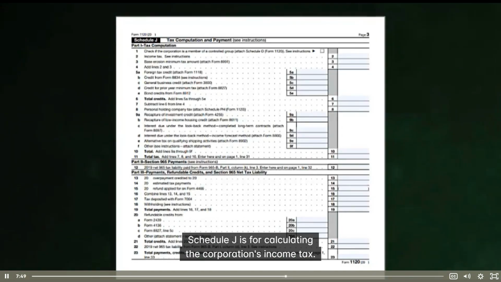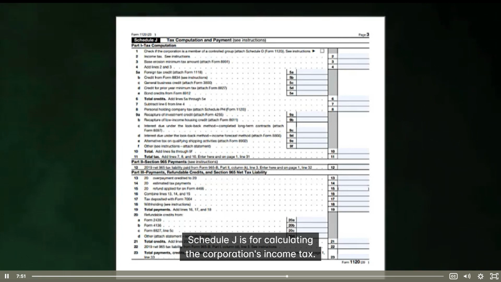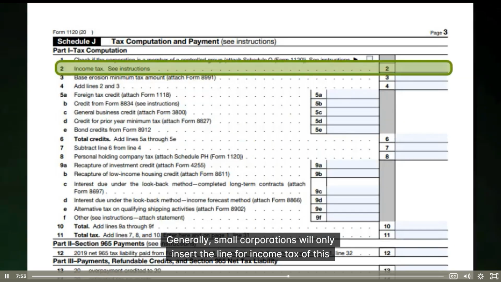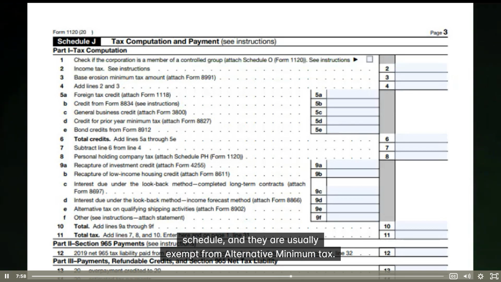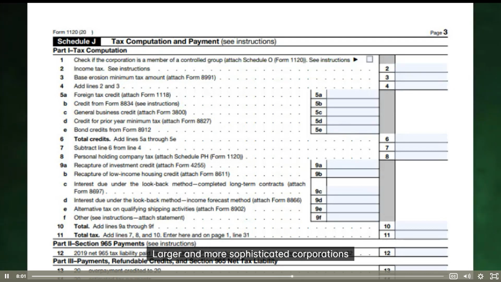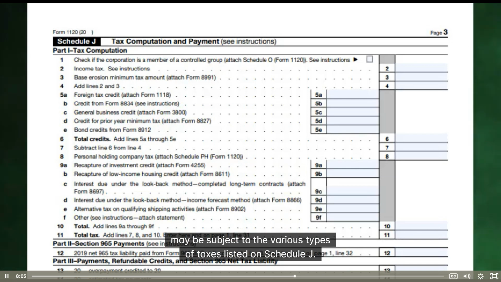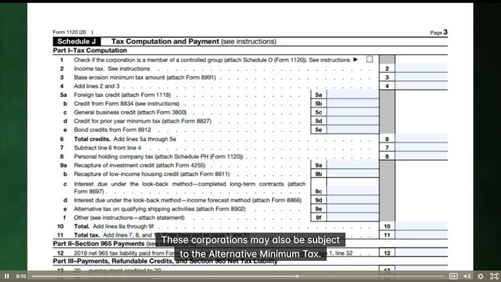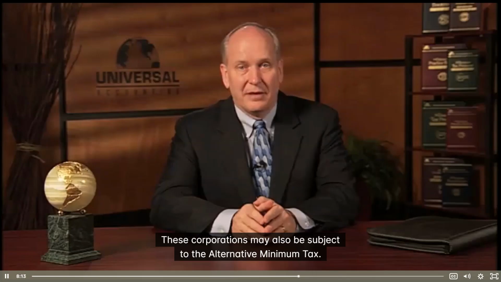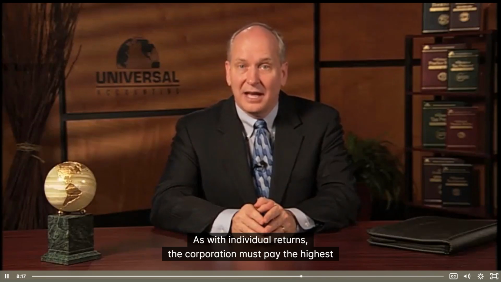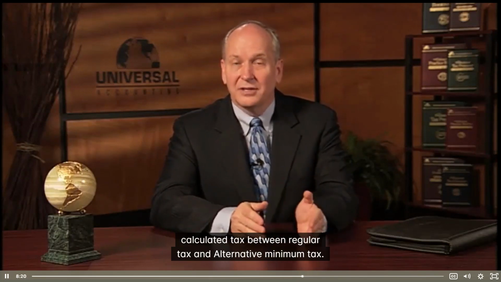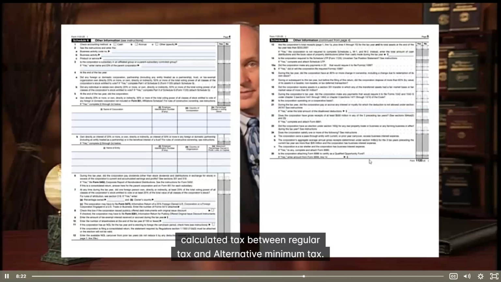Schedule J is for calculating the corporation's income tax. Generally, small corporations will only insert the line for income tax on this schedule, and they are usually exempt from alternative minimum tax. Larger and more sophisticated corporations may be subject to the various types of taxes listed on Schedule J. These corporations may also be subject to the alternative minimum tax. As with individual returns, the corporation must pay the highest calculated tax between regular tax and alternative minimum tax.